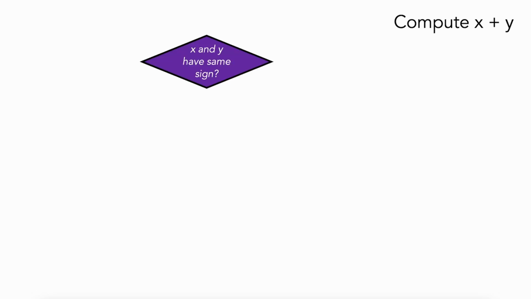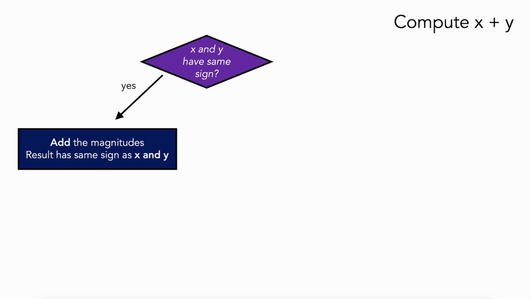Well, first we have to check if x and y have the same sign. They can both be positive or they can both be negative. In either case, you add their magnitudes, and the sign of the result stays the same. That is, it's the sign of whatever x and y had before.